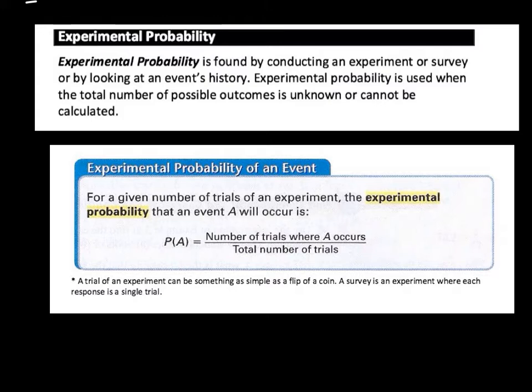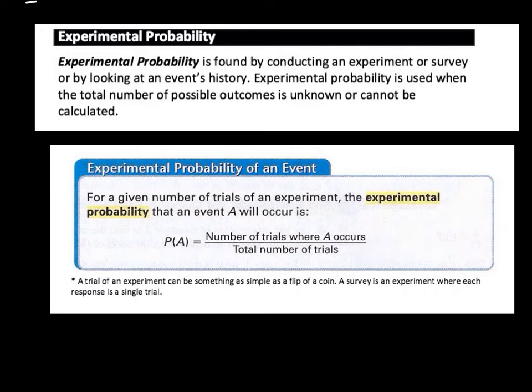Experimental probability then is found by conducting an experiment or survey or by looking at an event's history. Experimental probability is used when the total number of possible outcomes is unknown or cannot be calculated. So experimental probability means that an experiment or a trial has already been done and data has been collected upon those trials or experiments.